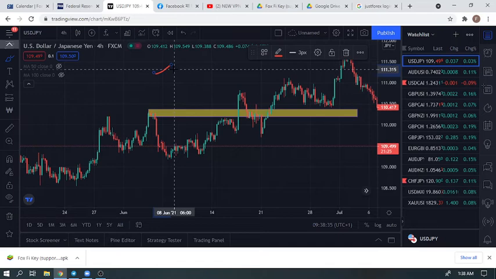So this was a powerful move up. This is a rally. After the rally, you have the base, and after the base, we have another rally up. So this is the rally base rally move. Now you can have a base rally base. So you can actually spot a base here, then you have a rally and you have a base.